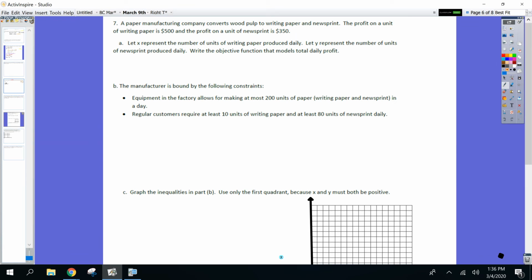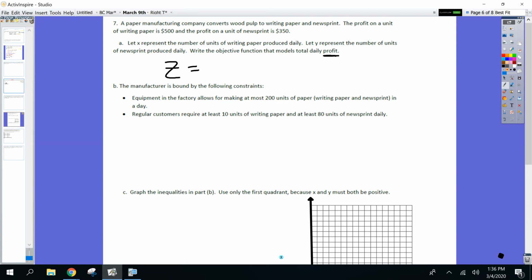This is our objective, restrictions, max, what allows us for the max. So go ahead, read through about our writing and our newsprint. All right, X is going to be writing paper, Y is going to be newsprint. Ready for the objective?